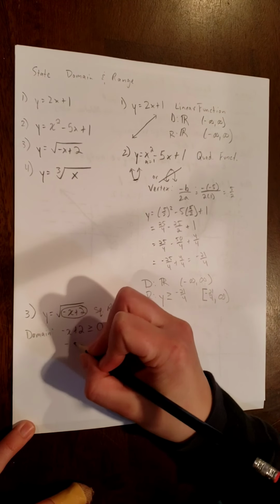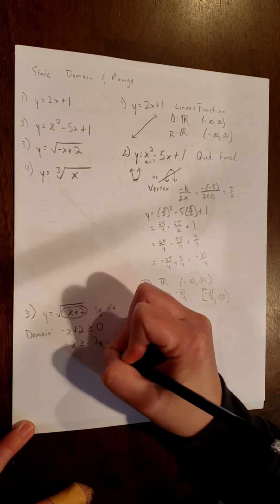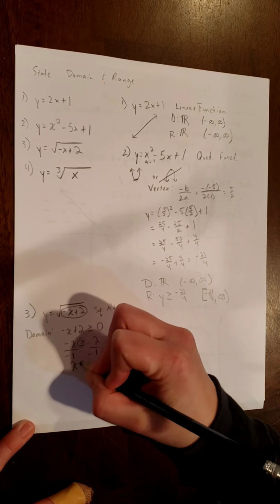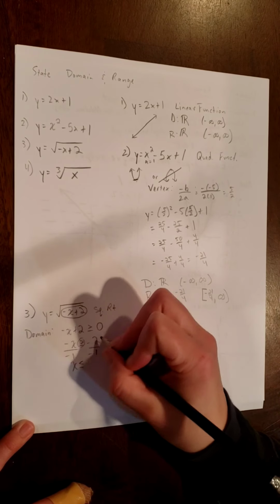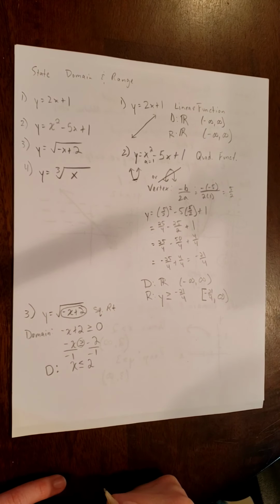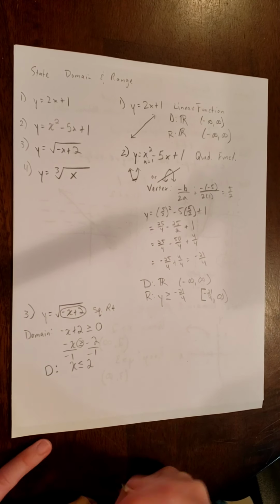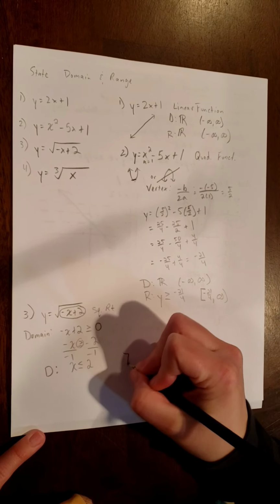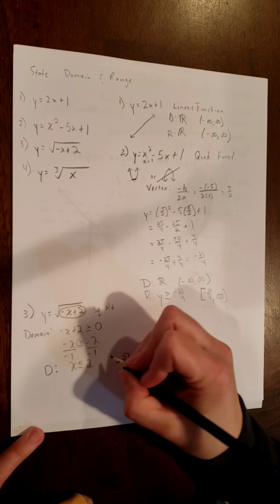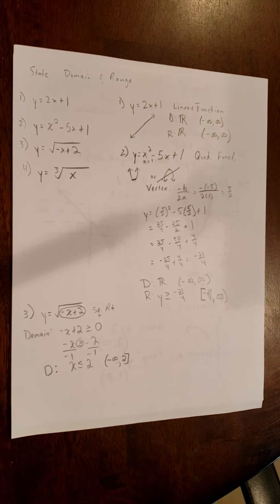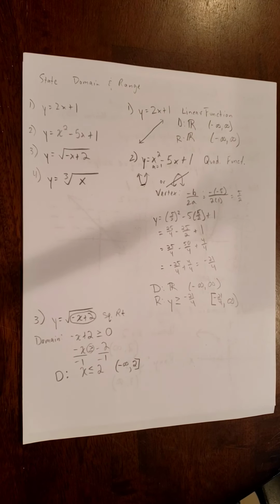So, take away 2 from both sides, divide by negative 1, and we get x is, we have to flip this symbol, we just divided by a negative, x is less than or equal to 2. So that's the domain, x is less than or equal to 2. If we wrote that in interval notation, 2 is the biggest value we could be. The smallest value we could be is negative infinity. Now, the domain starts when x is 2.